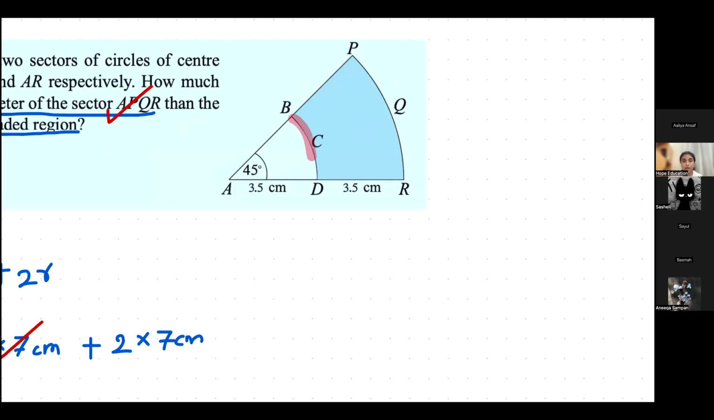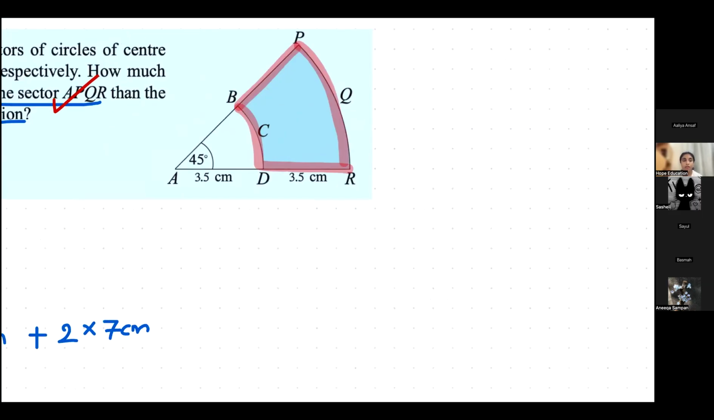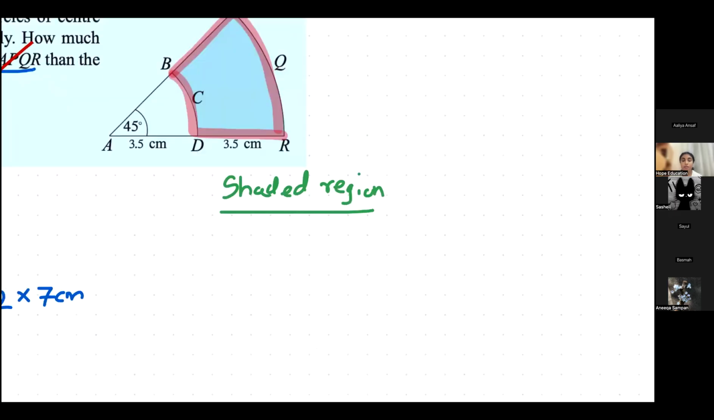The shaded region is this one. So we have to find its perimeter. Okay, let's find the perimeter of the shaded region now. What is the shaded region? We can write it as BPQRD. Or we can just put shaded region as the topic. That's easier. Shaded region. For its perimeter we don't have a formula, because this is a composite figure.